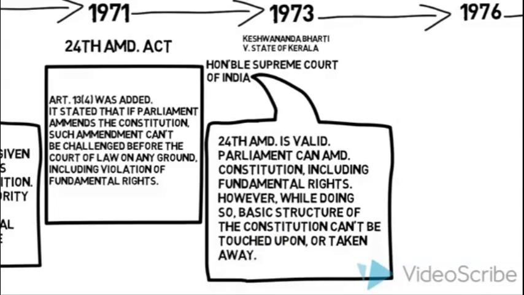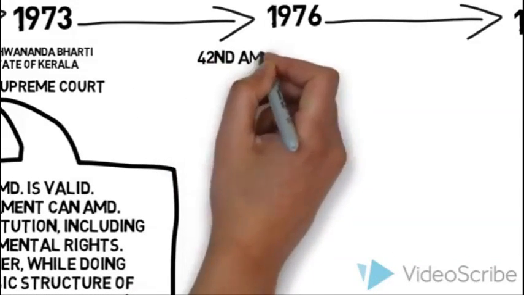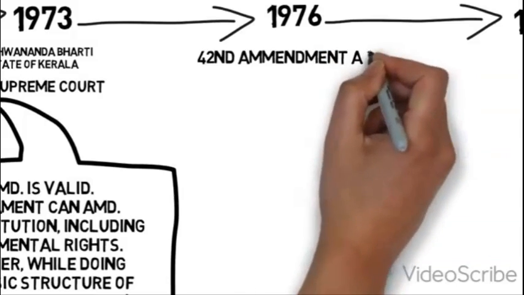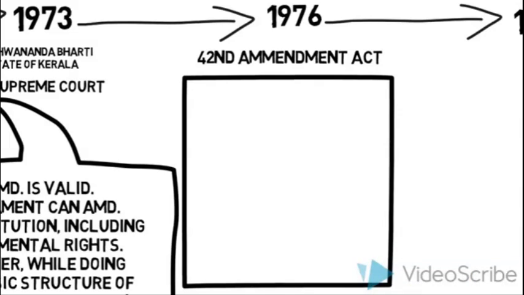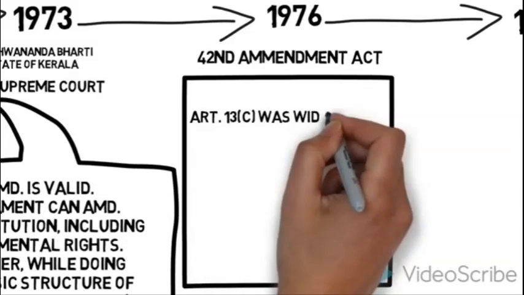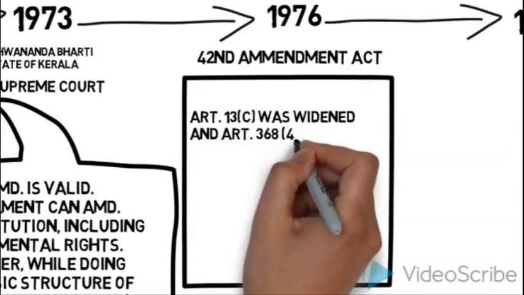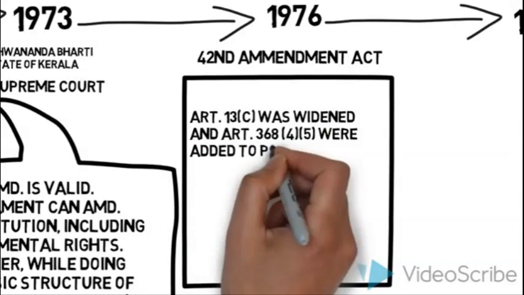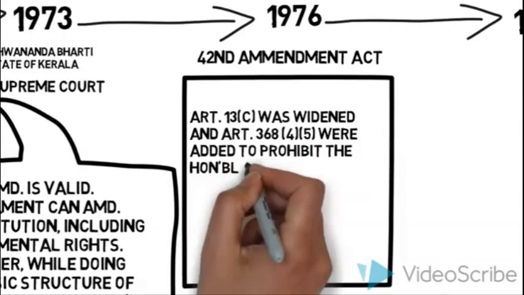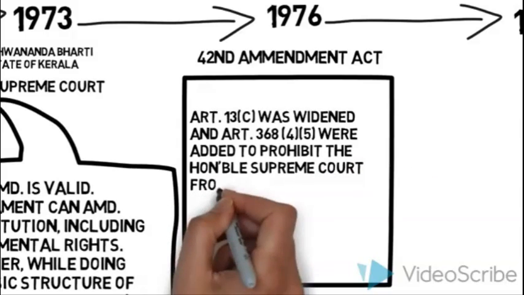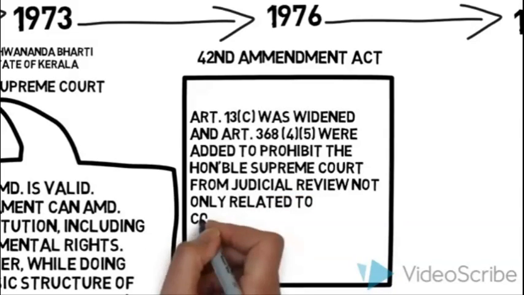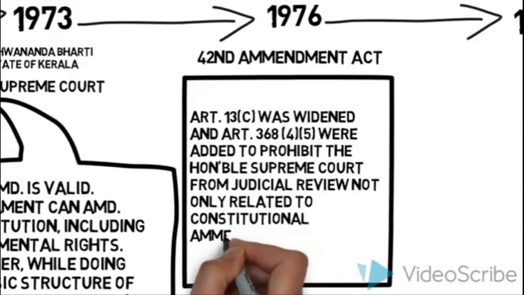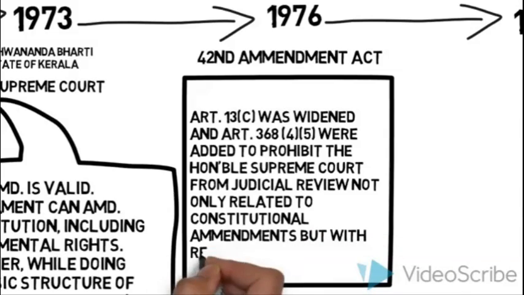By 1976, Srimati Indira Gandhi ji had become one of the world's most powerful women leaders and was heading the government with 3/4 majority in the Parliament. In 1976, 42nd Amendment Act was passed by the government. In the amendment, Article 31 Clause C was widened and Article 368 Clause 4 and Clause 5 were added to prohibit the Supreme Court from judicial review not only related to constitutional amendments but with respect to any law. Here, once again, through the 42nd Amendment Act, the Parliament had established its supremacy.